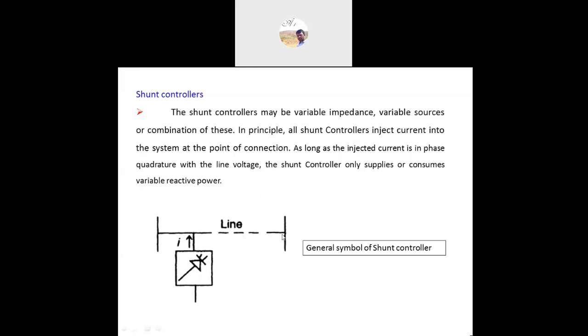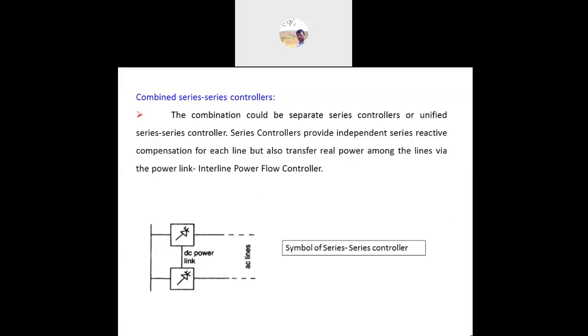Now come to the shunt controller. What does it do? Based upon an impedance, a variable source, it will inject current into the transmission line. It is connected in parallel, or shunt, so it is called the shunt controller. It is connected in parallel to the transmission line and injects current into the line, and it also consumes variable reactive power.